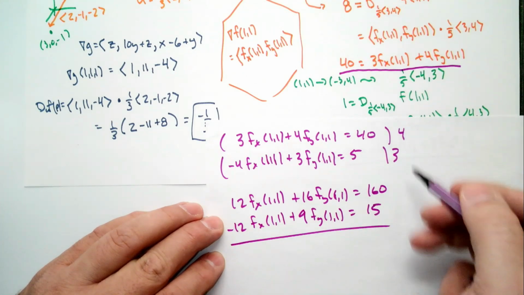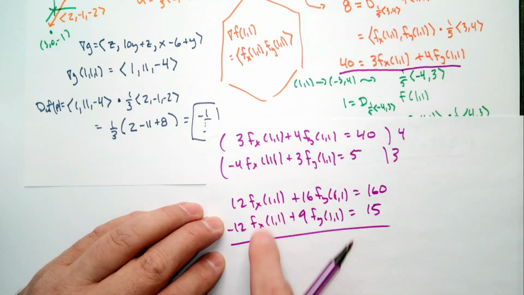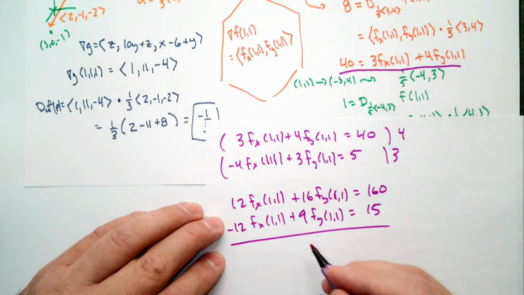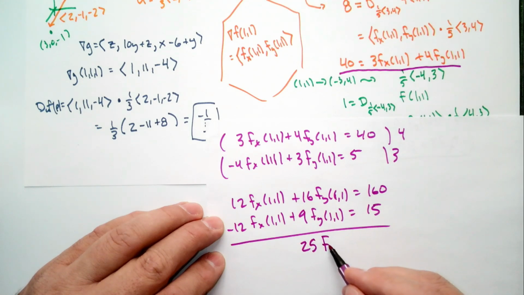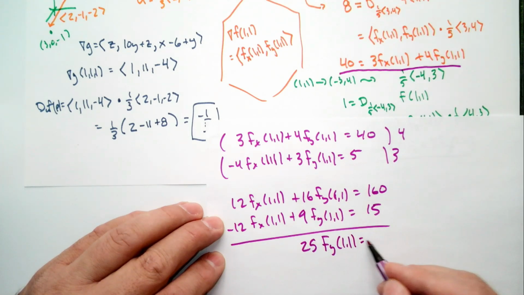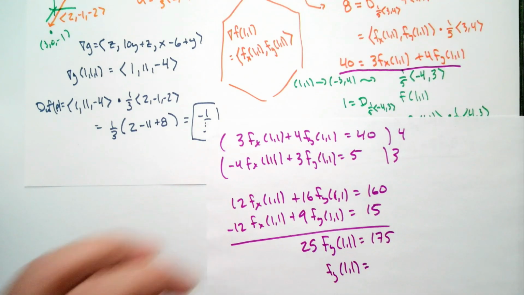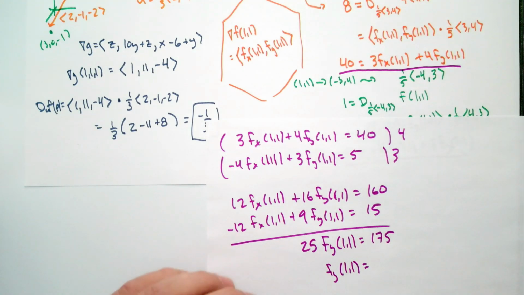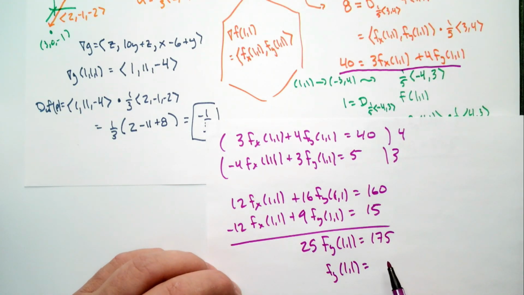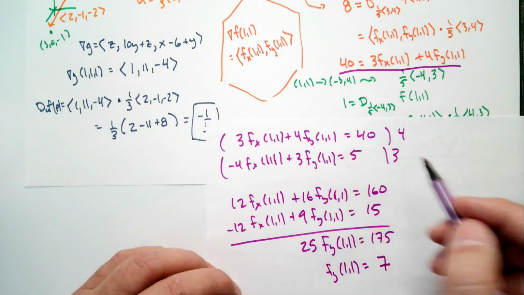And you might say, why did you choose 4 and 3? Well, notice what's going to happen to the fx terms if we combine now. They're going to cancel off. So 25 times fy at (1, 1) equals 175. Now divide both sides by 25. What is fy at (1, 1)? It's 7.